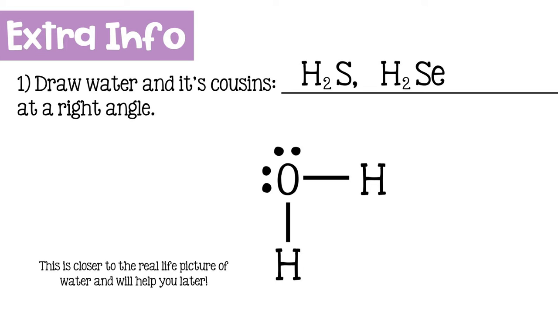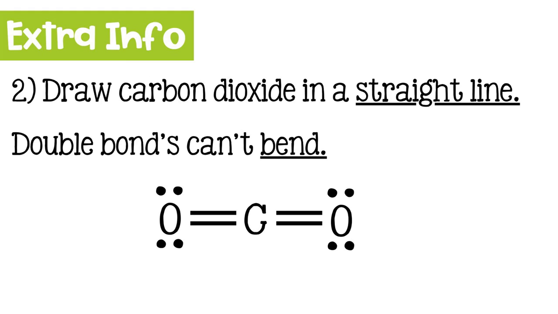First, try drawing water and its cousins, so similar molecules like H2S and H2Se, at right angles. This will make them look closer to their actual real-world geometry, and it will help you when we discuss molecular geometry and polarity later. Make sure you draw carbon dioxide in a straight line because double bonds do not bend. Once again, double bonds do not bend.